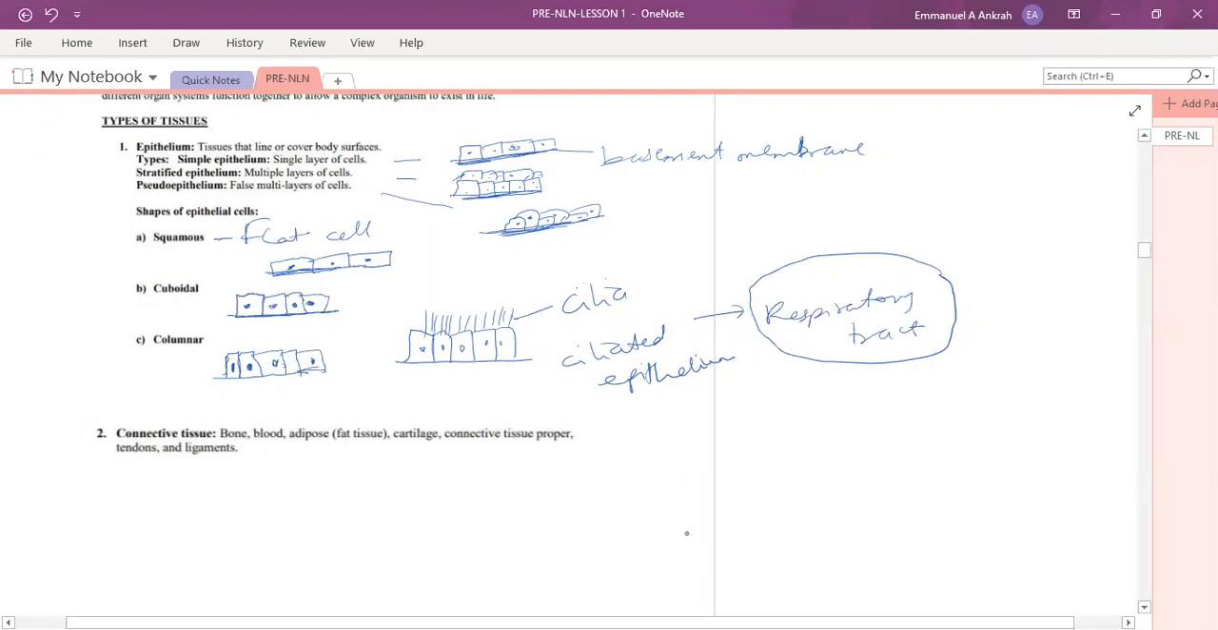Another place where you can find another ciliated epithelium, usually the columnar one. The columnar can also have cilia on the surface. You can find that in the fallopian tube. But that one is a columnar type of ciliated epithelium. So that moves the egg towards the uterus, you know. So this is in the fallopian tube.